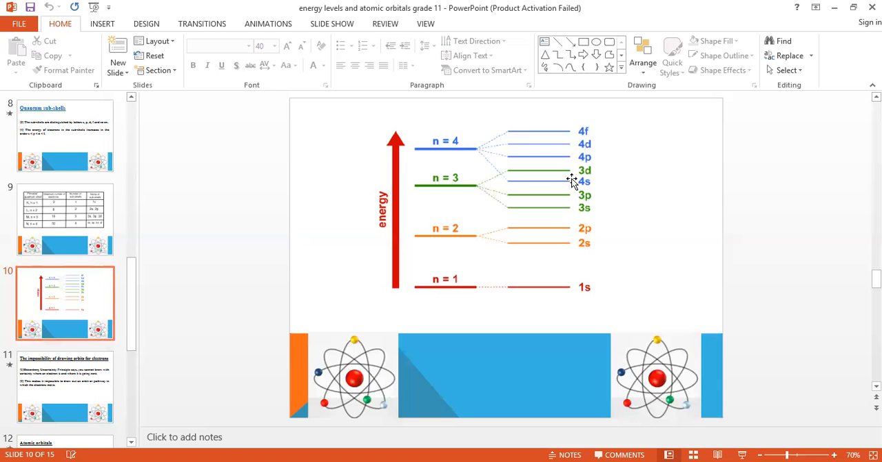Why did they write 3d first and then 4s here? Actually 4s has less energy than 3d. So 4s must be written before 3d. That point I am going to explain. 4s must be written before 3d. Why? Because 4s has less energy as compared to 3d. Why didn't they do it with the numbers, like 2, 3?